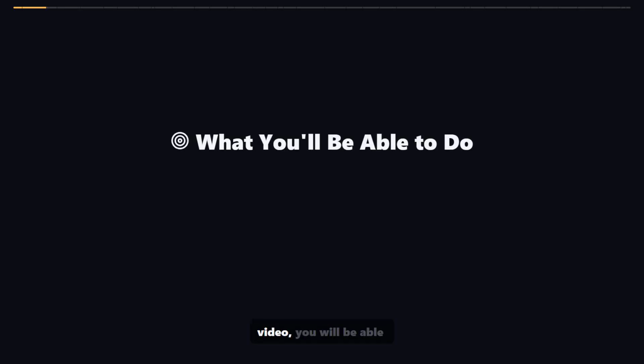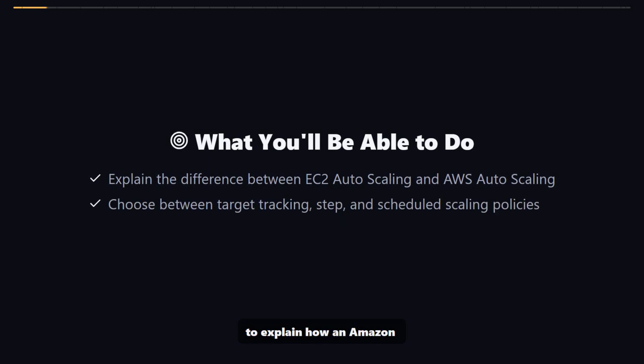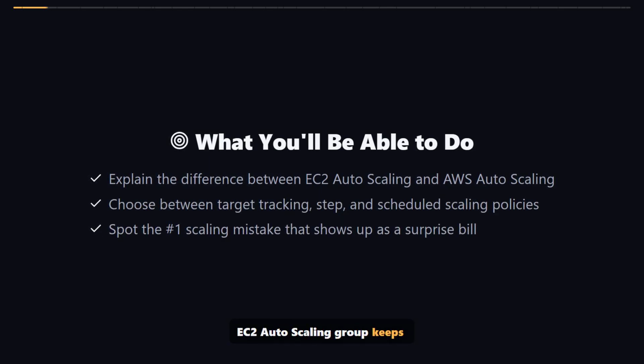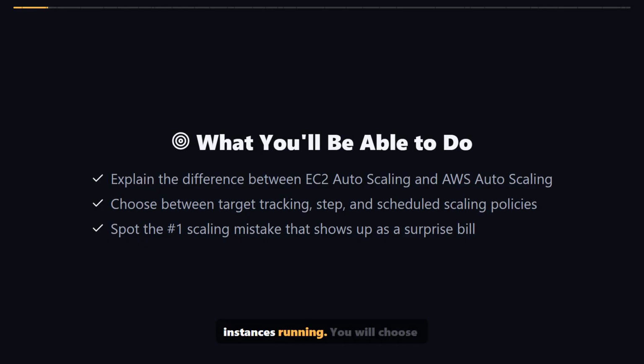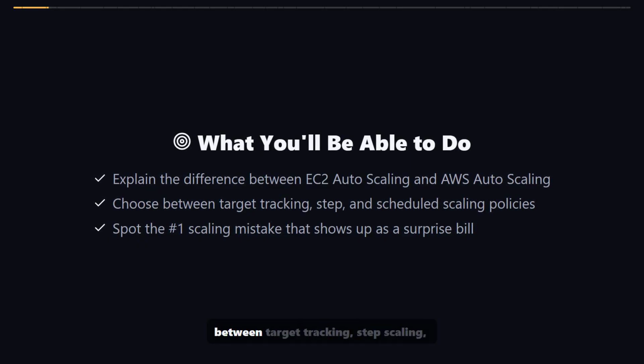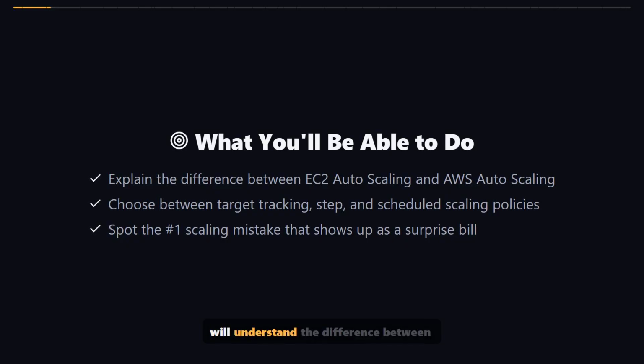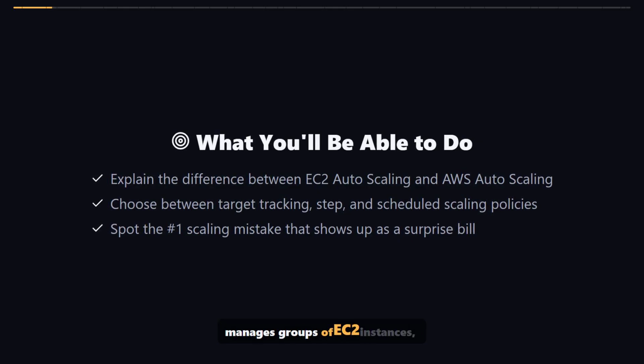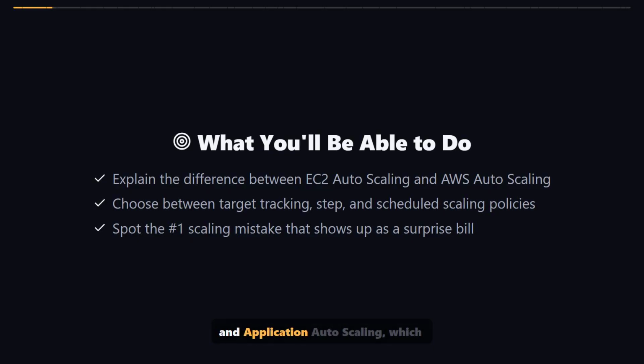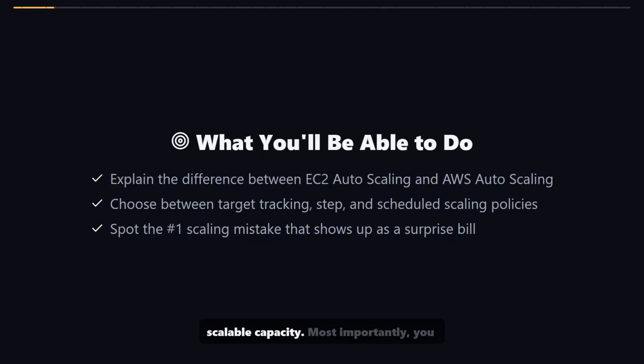By the end of this video, you will be able to explain how an Amazon EC2 autoscaling group keeps the right number of EC2 instances running. You will choose between target tracking, step scaling, scheduled scaling, and predictive scaling based on how the workload behaves, not by guesswork. And you will understand the difference between Amazon EC2 autoscaling, which manages groups of EC2 instances, and application autoscaling, which helps services such as ECS and DynamoDB adjust their own scalable capacity.